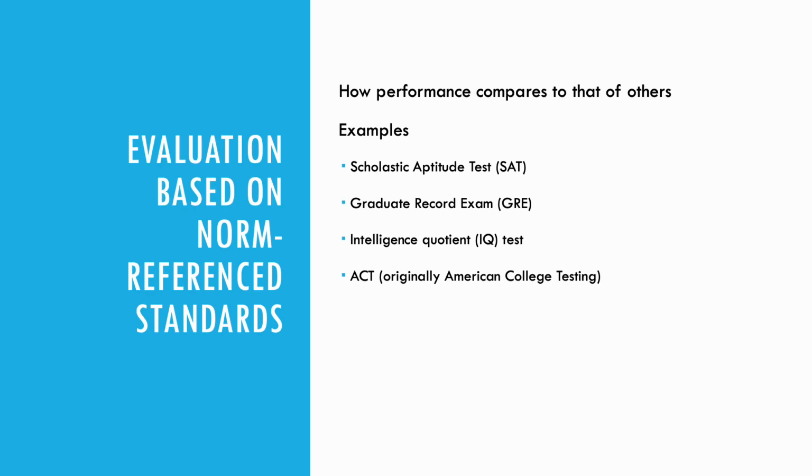We can evaluate data based on two different standards. We have norm reference standards and criterion reference standards. For norm reference standards, some examples are the SAT, the GRE, IQ tests, or the ACT. Think about what that normative data is and how we get that normative data.